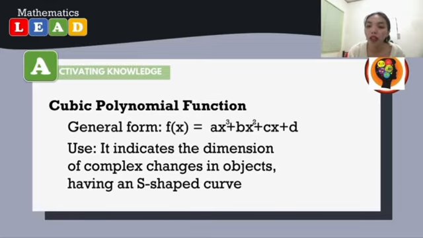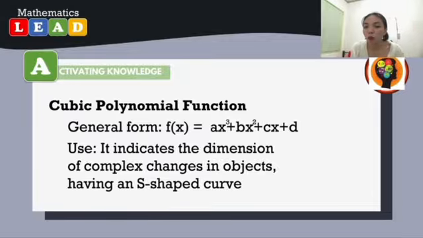Okay, let's proceed to the next. It is the cubic polynomial function. What can you recall about cubic function? When we say cubic, it has a "3" because it has the highest degree of 3.